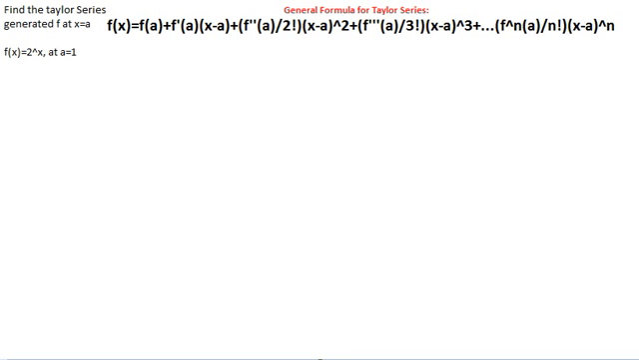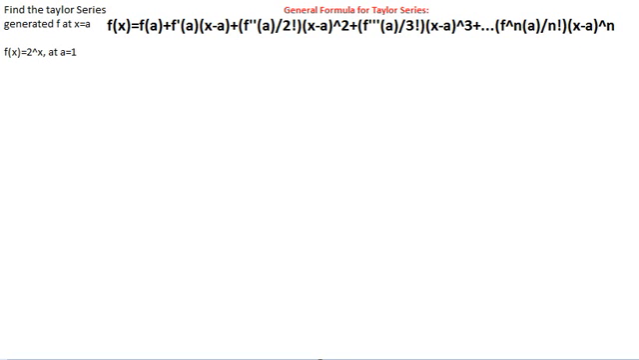The general formula of a Taylor series is f of x equals f of a, which would be your a from the question, plus the first derivative of a times x minus a, plus the second derivative of a over 2 factorial times x minus a squared, plus the third derivative of a divided by 3 factorial times x minus a cubed. As you can see, this follows the pattern of f to the n of a divided by n factorial times x minus a to the n. Keep this general formula in hand, as it pertains to all series.